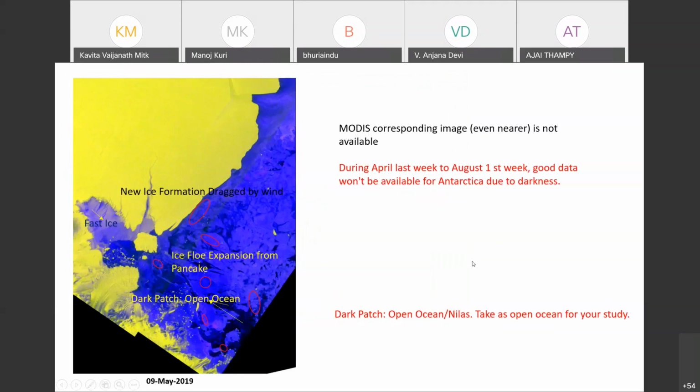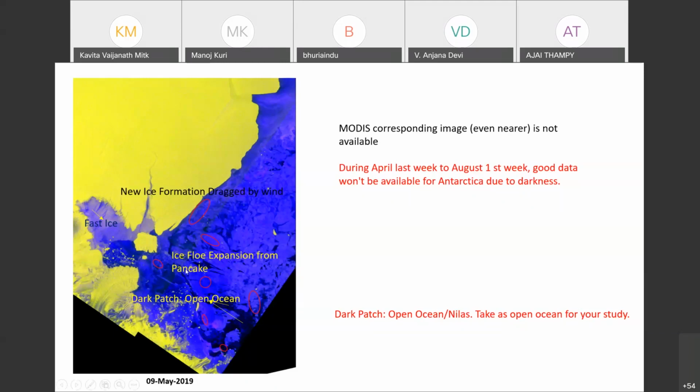Then this image again, this is for the May month, and you can see a lot of formations are happening in this month. So basically, this portion which is near to the land is fast ice. But again, it has a very similar brightness, backscatter signature with the sea ice. But this is fast ice. We cannot say this is sea ice, and it does not play an important role while we derive the sea ice concentration.